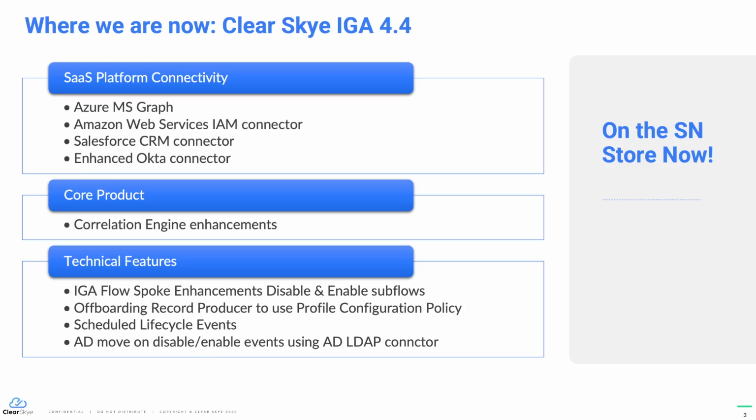Additional improvements to the scheduled lifecycle events saw the ability to perform future-dated identity onboarding and offboarding. And finally, the Active Directory connector now supports moving a user account triggered from a disable or enable event using the Active Directory LDAP connector.